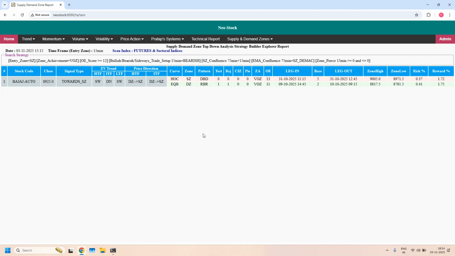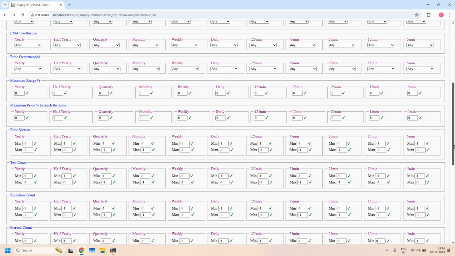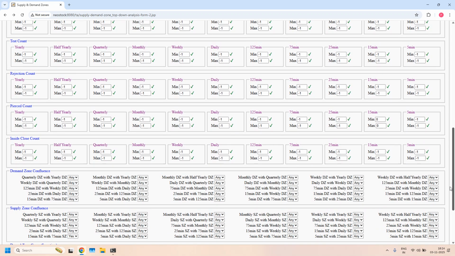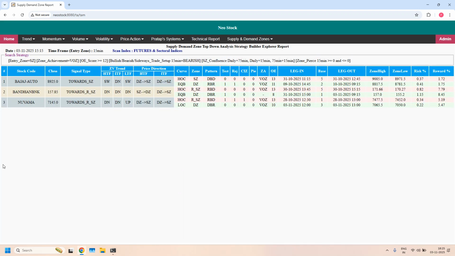Okay, next let us apply the second strategy, high probability trade setup zones. Removing the ITF EMA filter, supply zone confluence, there are 3 filters I have to set: 15 minutes and 75 minutes, 15 minutes and daily, 75 minutes and daily supply zone confluence. With all the 3 filters, we got 3 stocks.